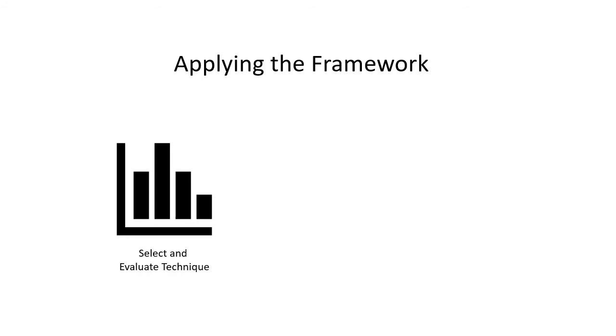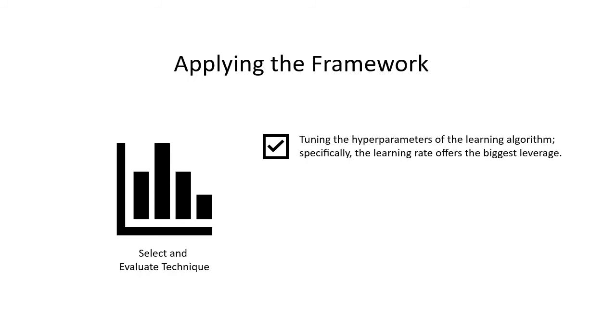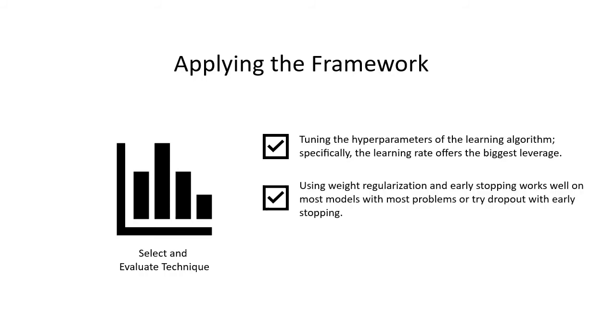Thankfully, there are some heuristics and some best practices that work well on most problems. For example, on learning problems, tuning the hyperparameters of the learning algorithm. Specifically, the learning rate offers the biggest leverage. Second, there's generalization problems. Here, using weight regularization and early stopping works well on most models with this problem, or try a dropout with early stopping.